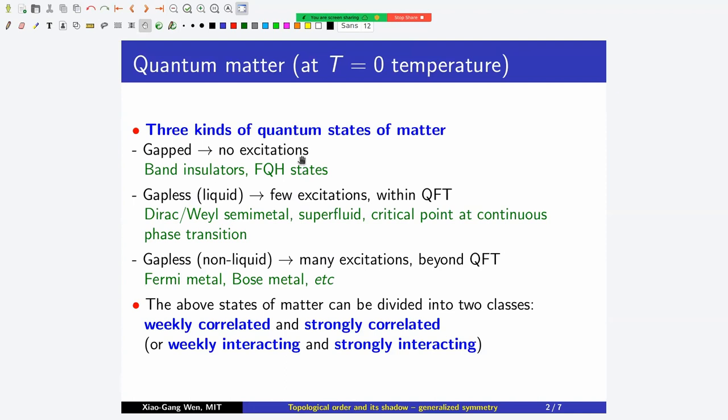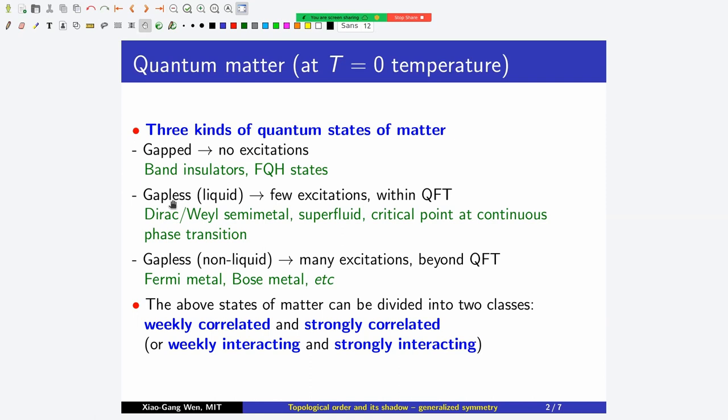Certainly, why do you want to study generalized symmetry, and why is it useful? So here is the motivation. We want to study quantum matter, basically quantum many-body systems in the thermodynamic limit. There are three kinds of quantum matter. First, there is the gapped one, which has no low energy excitation, such as a band insulator, a quantum Hall state, and those kinds of gapped quantum matter.